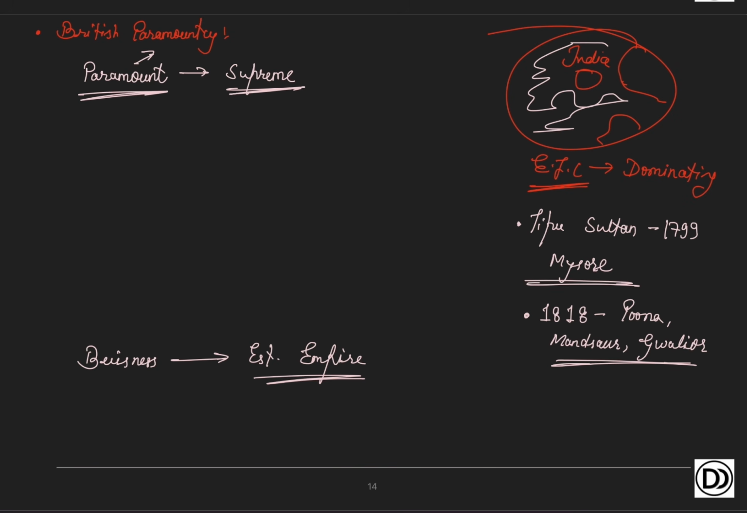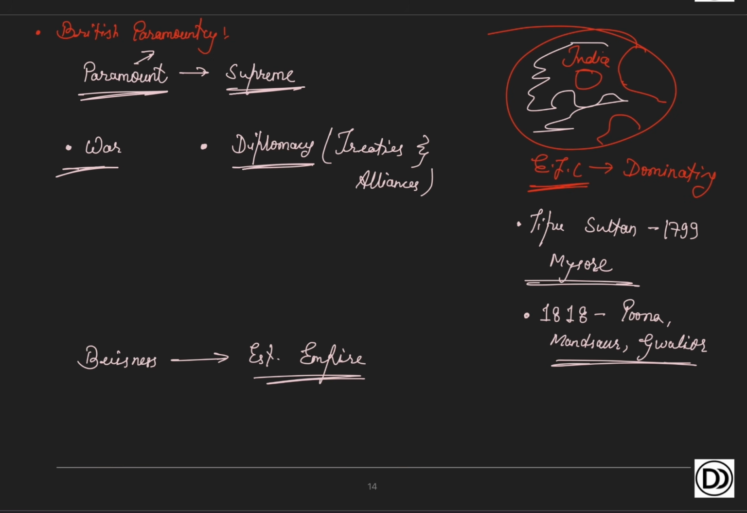Now there are two ways to establish the suzerainty. One is to fight, or war. The second is diplomacy. We will see how these are reasonable and efficient in different situations. Diplomacy means treaties and agreements or alliances.